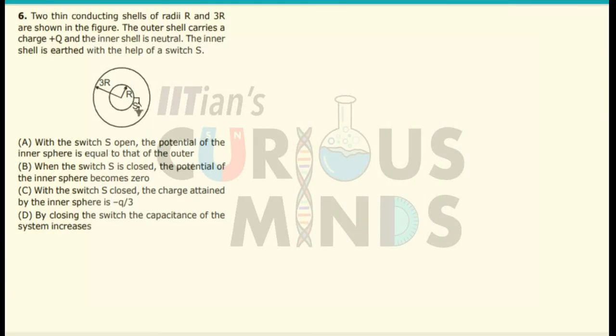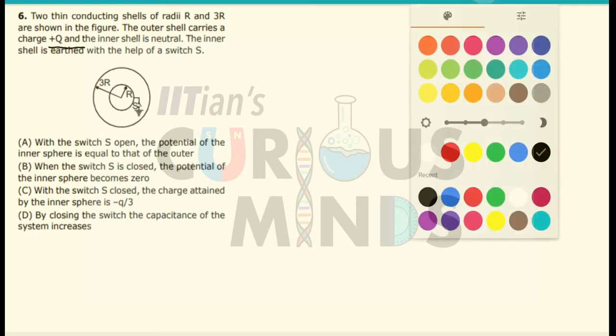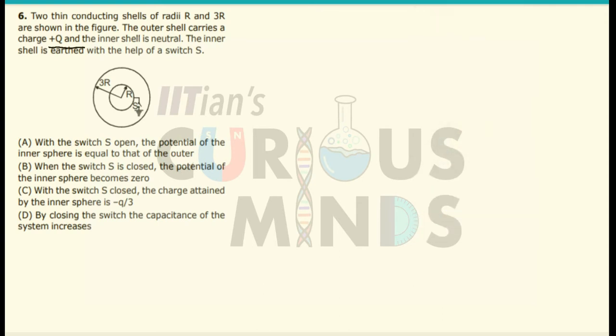Two thin conducting shells of radii R and 3R are shown in the figure. The outer shell carries a charge plus Q and the inner shell is neutral. The inner shell is earthed with the help of a switch S. We have to calculate various things.